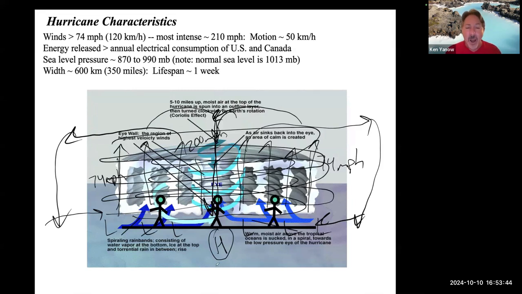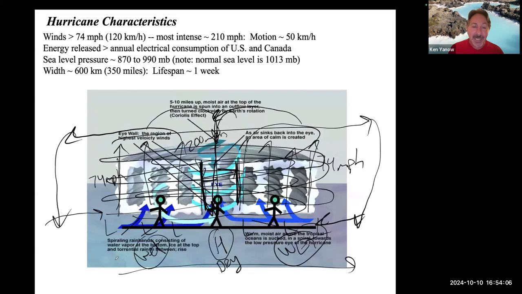And as we know, high pressure air tends to be dry. Low pressure air is wet. And so the eye of the storm is fair weather, dry conditions. We're looking at maybe about a mile or so in diameter. It's pretty small and tight, whereas the entire storm itself might be about 350 miles in diameter. So that eye is pretty small.